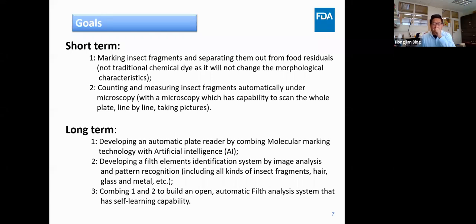Our long-term goal will be developing an automatic plate reader by combining molecular marker technology with artificial intelligence, AI technology, and also developing a filth elements identification system by image analysis and pattern recognition, including all kinds of insect fragments, hair, glass, and metal. Then we combine number one and number two, building an open automatic filth analysis system that has self-learning capability. That's the AI technology involved there.